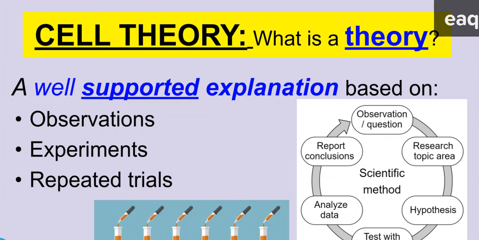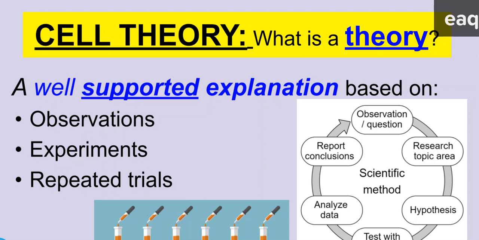Soon after the development and discovery of cells came the cell theory. In order to understand what the cell theory is, we first must understand what a theory is. What is a theory? A theory is a well-supported explanation that is based on observations, experiments, and repeated trials.